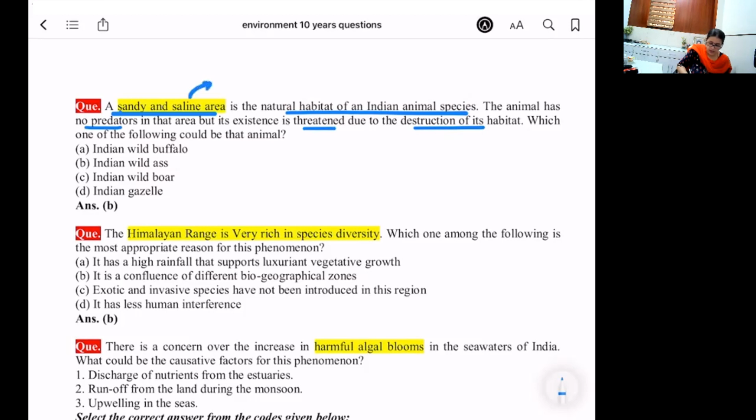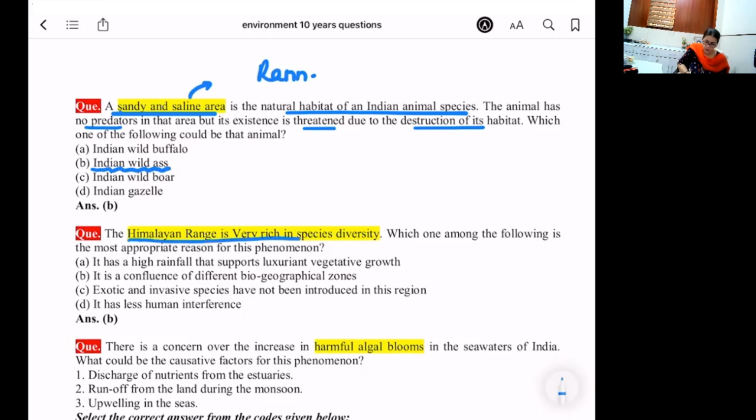Sandy saline area in India, Rann of Kutch. Rann of Kutch is the habitat of the wild ass. Because this is where you try to justify the distinctions that go up in your preparation.